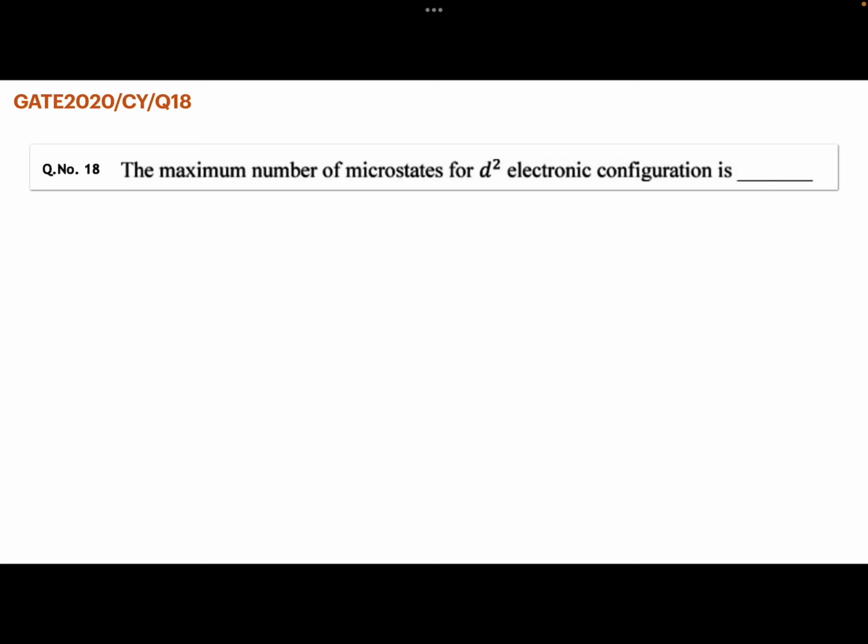Hello everyone. In this video I will be solving GATE 2020 chemistry question number 18. They state the maximum number of microstates for the d2 electronic configuration.